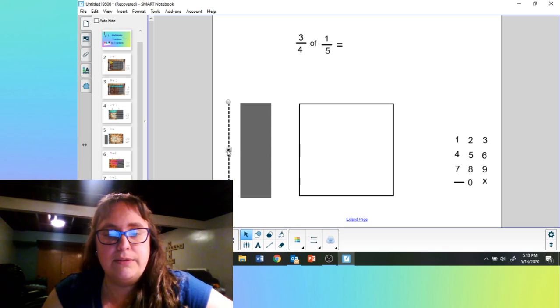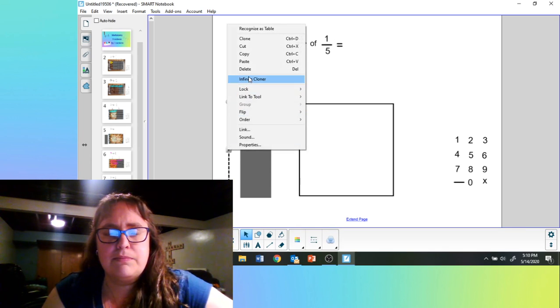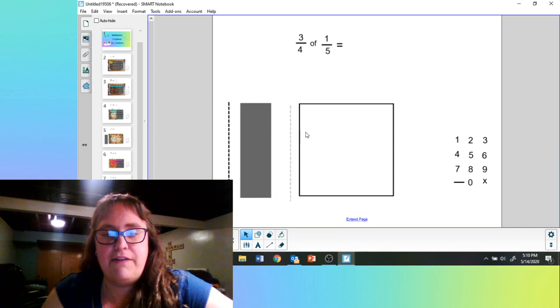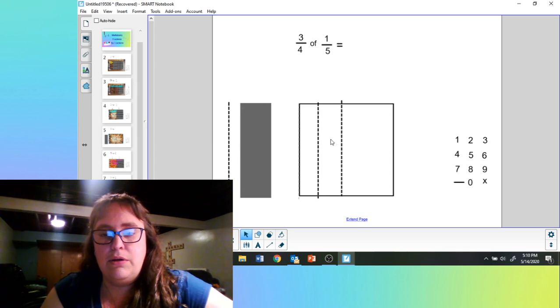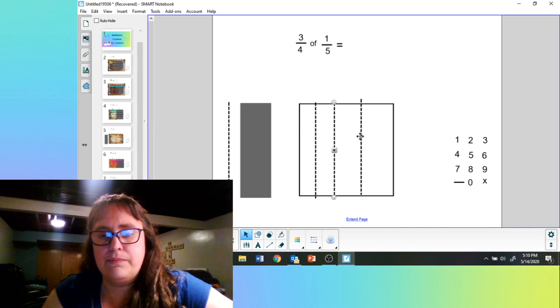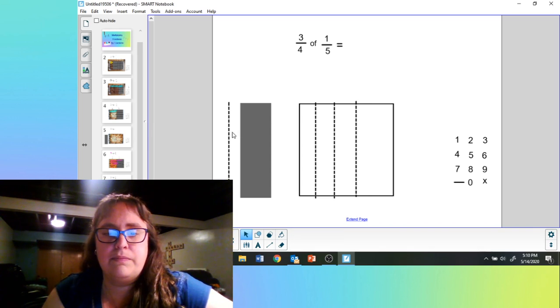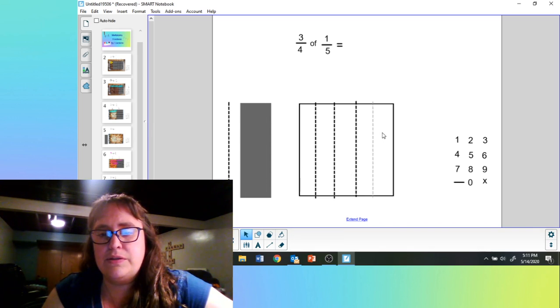So just like before, I can build my fifths. So 1, 2, 3, and you're going to want to use a pencil because look, Mrs. Spitzley's got them way too close together. Okay, so there I've got my fifths, all right?